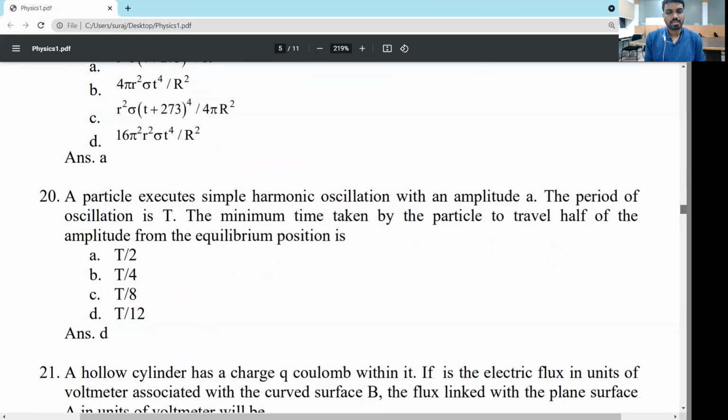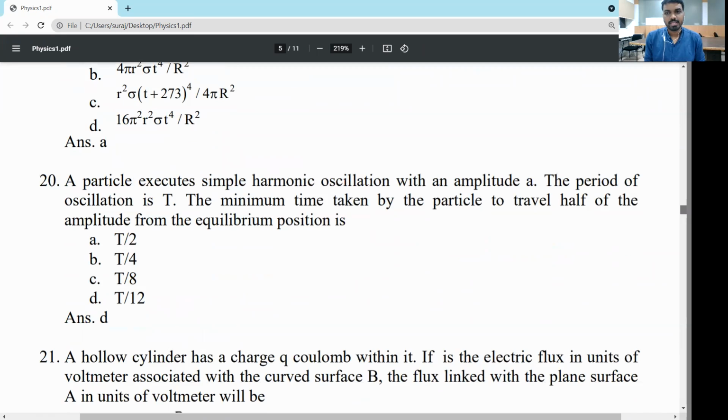A particle executes SHM with amplitude A. The period of oscillation is T. What is the minimum time taken by the particle to travel half of the amplitude from the equilibrium position? So let's say this is the mean position, and this is half of the amplitude.